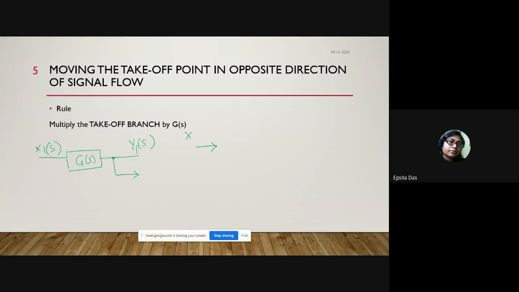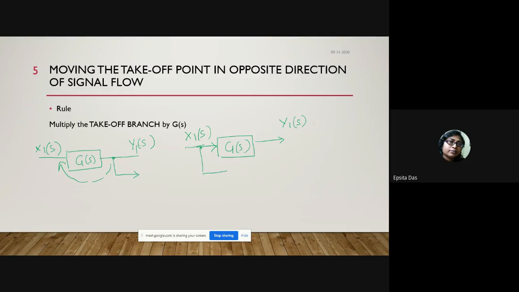That means this is my X1S, this is my GS, and I want to move it here. So what will be the change in the arrangement to make all the signals the same?